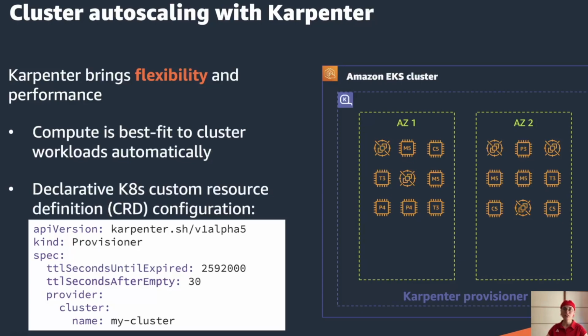A provisioner defines how Karpenter handles unscheduled pods and expired nodes in a cluster. While the provisioner comes with smart defaults, it is fully configurable, allowing customization of instance type selection, launch template generation, subnet, security groups, and more.